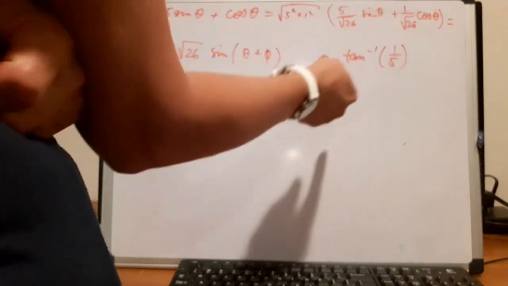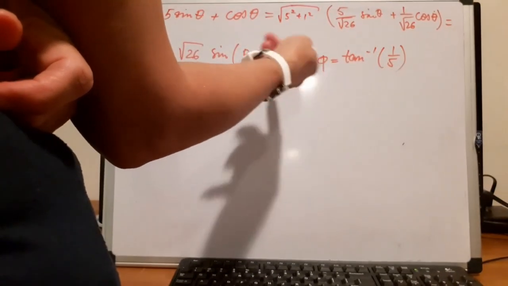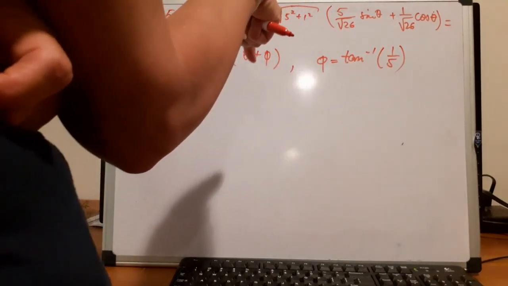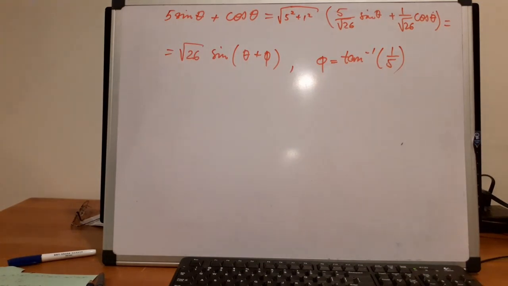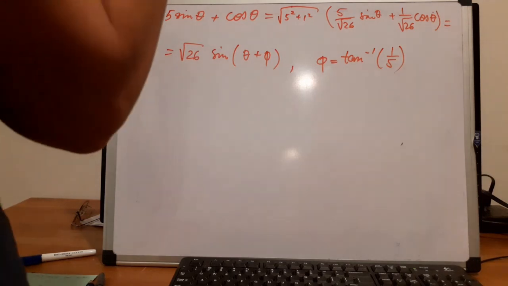You can always use a calculator, find what is tangent inverse of 1 over 5, and use this as an angle over here. In the homework, they are going to do this. I just don't have a calculator because my calculator is my phone and I'm using my phone to record this video. So that's all about section 2.5.